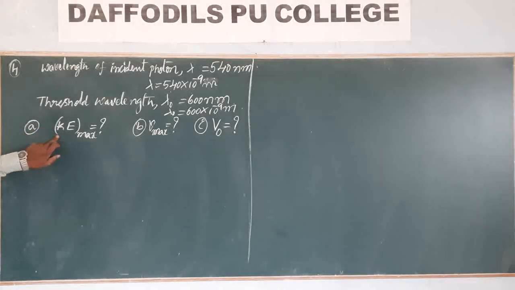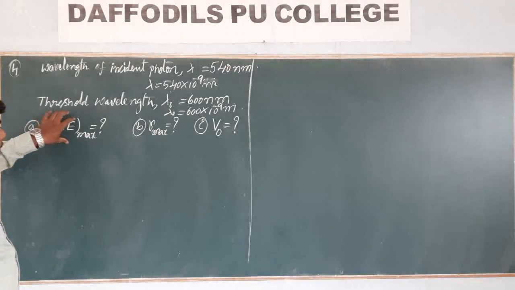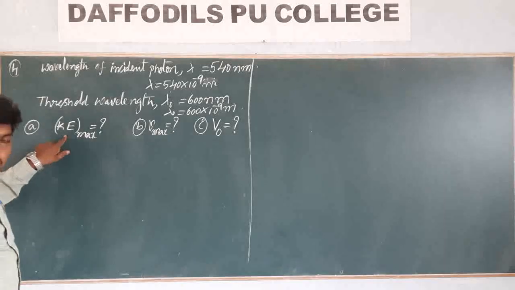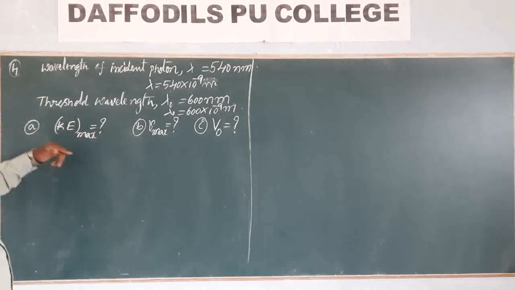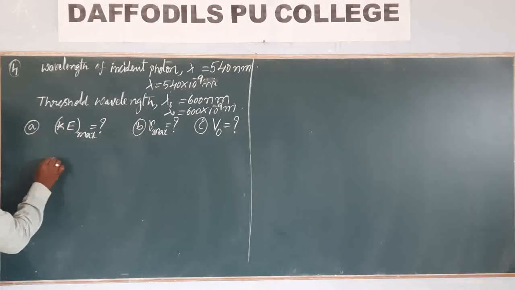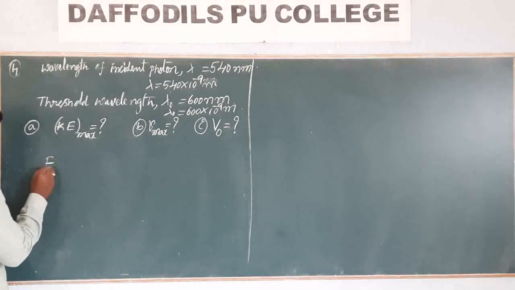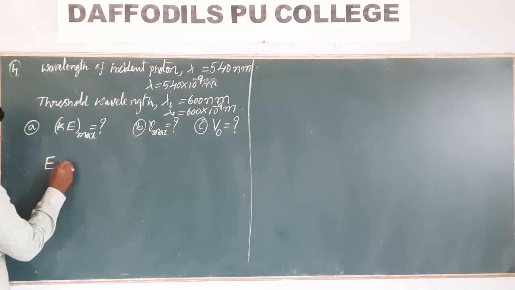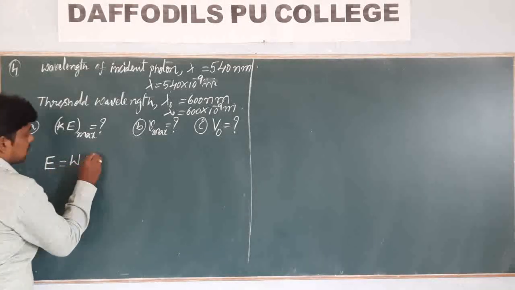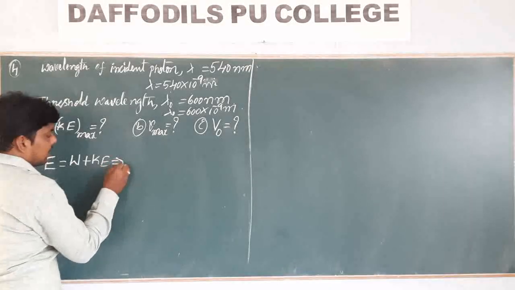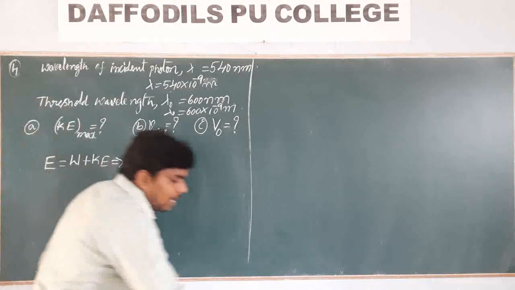Now, first we are going to calculate the kinetic energy. Have they given the v value? No. Then we cannot use kinetic energy is equals to half m v square. We have to use the Einstein photoelectric equation only. What is the equation? Energy is equals to work function plus kinetic energy. From this one, what we have to calculate? Kinetic energy.